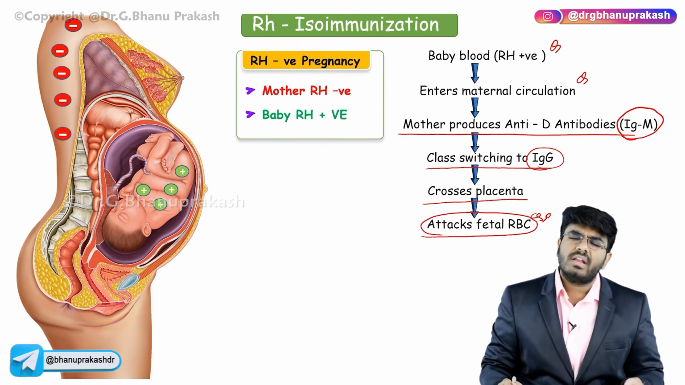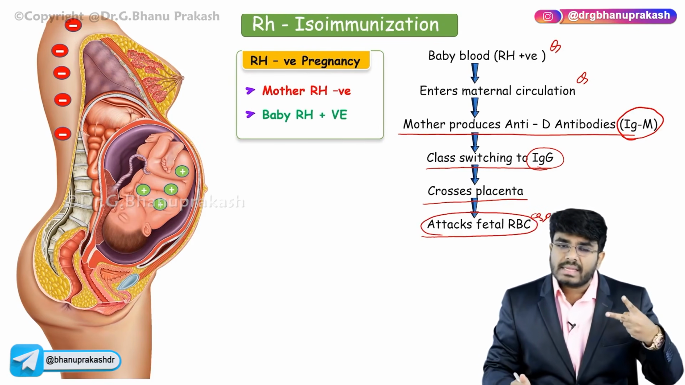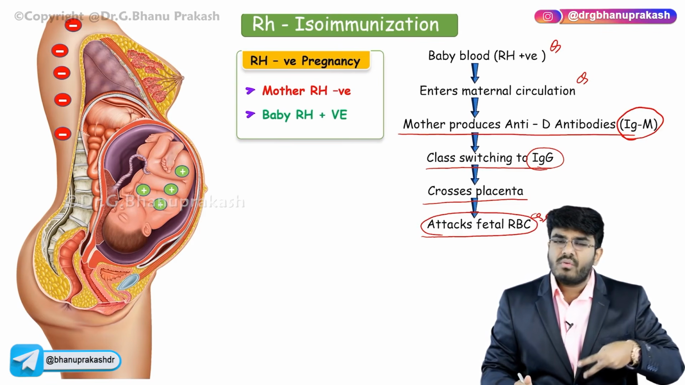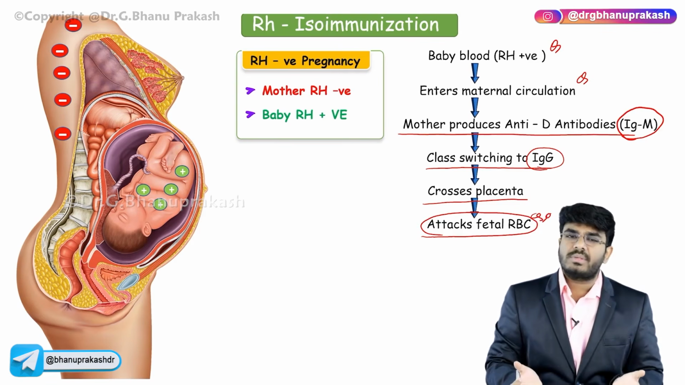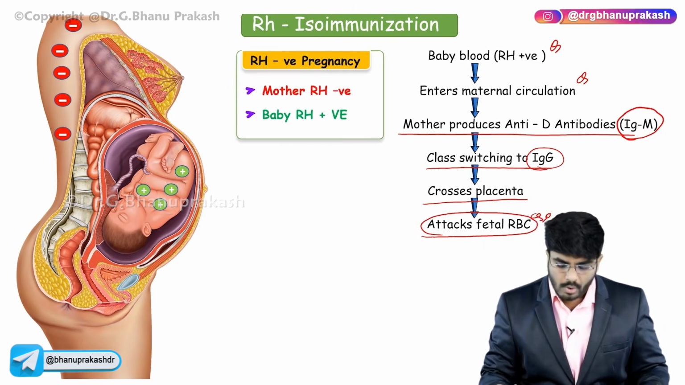Now you might ask me, why are fetal RBCs getting destroyed, sir? Because these antibodies are produced against the D antigen. Where is the D antigen present? On the surface of fetal RBCs. So fetal RBCs will undergo hemolysis.